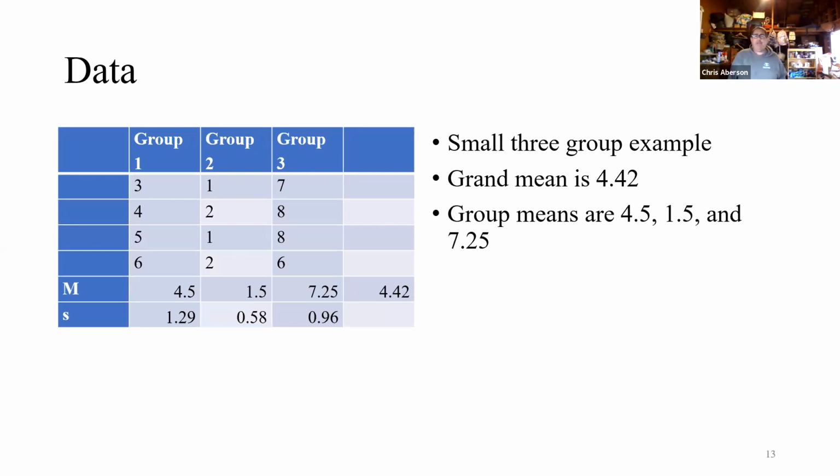See, I've got a small 3-group example. I have 4 people in each group, and you can see their scores represented. We can see an overall mean of 4.42, and we can see the individual mean values. There's also standard deviations here for each of the groups. So x bar sub t, the grand mean, that's going to be 4.42. Then the x bar sub j values are going to be 4.5, 1.5, and 7.25.